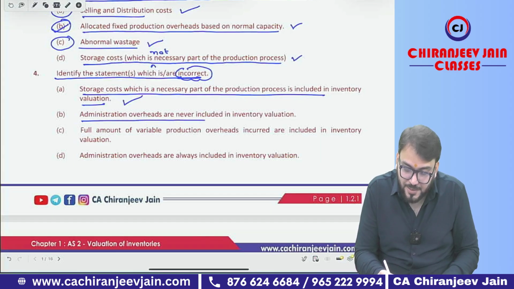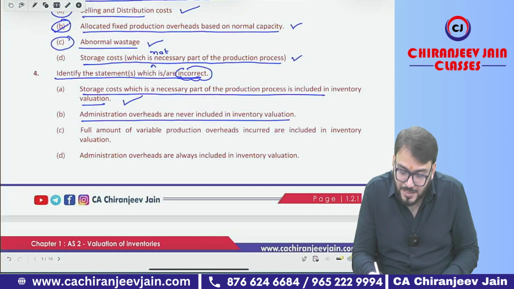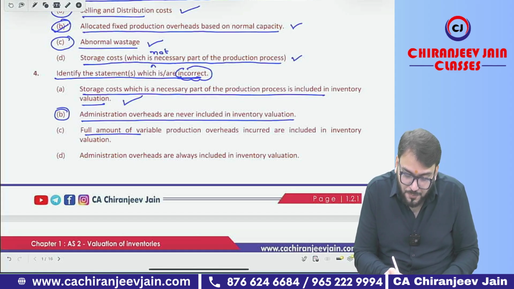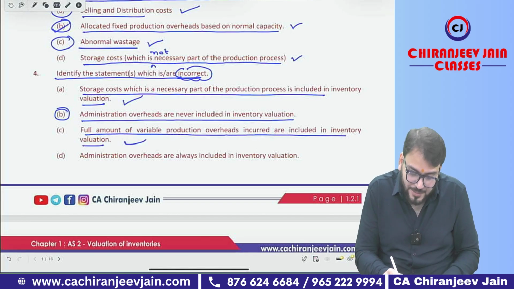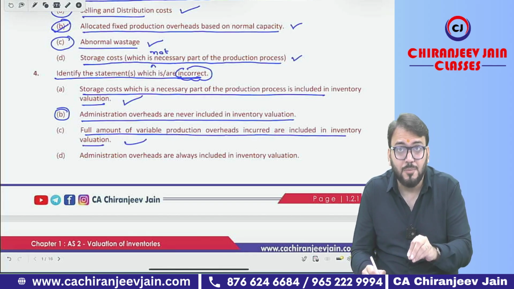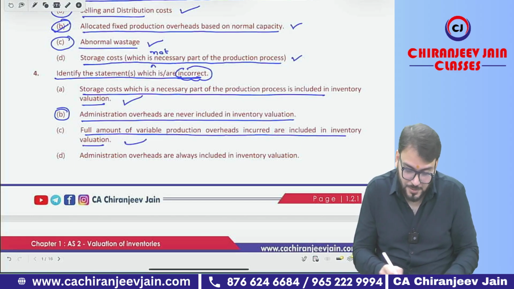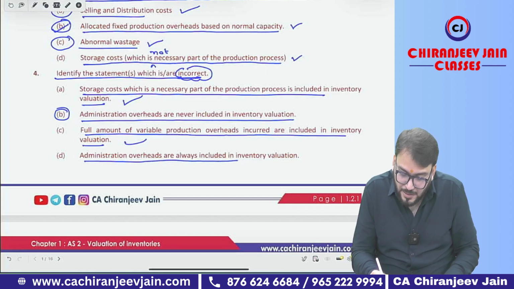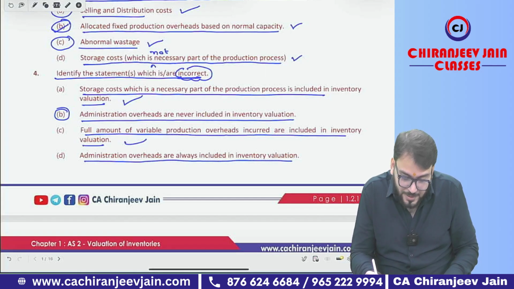Administrative overhead are never included in inventory valuation. I have a little doubt here. Full amount of variable production overhead incurred are included in the inventory valuation. Correct, because the full amount of variable production overhead will be included, as that is based on actual production. Administrative overhead are always included in inventory valuation.